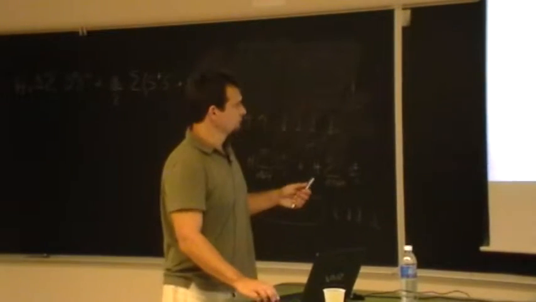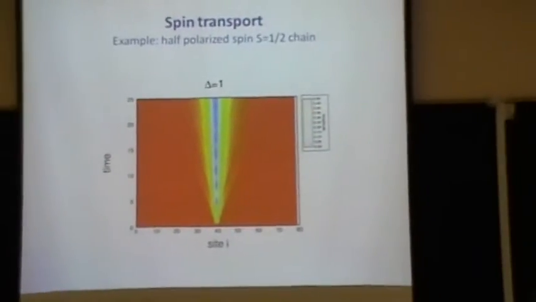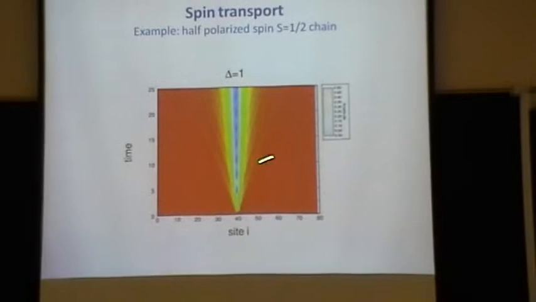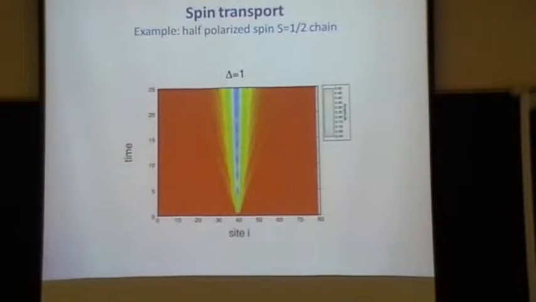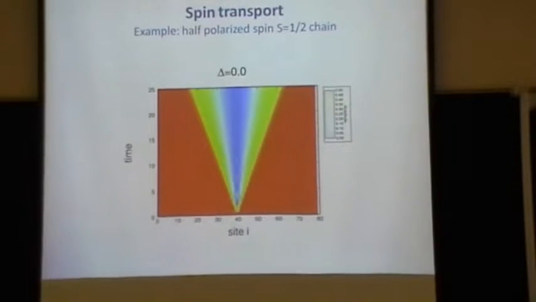As I mentioned, Schoenberg has a paper where he discusses the difference between these two different regimes. Delta equal to 1 corresponds to the fully isotropic Heisenberg chain, which is SU(2) symmetric and has a diffusive behavior, and here we have ballistic behavior.